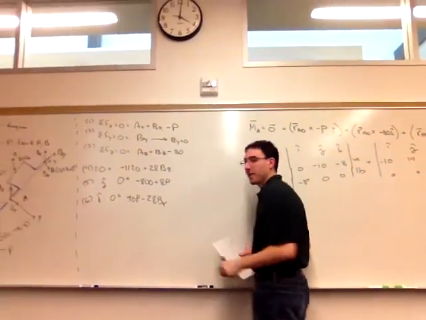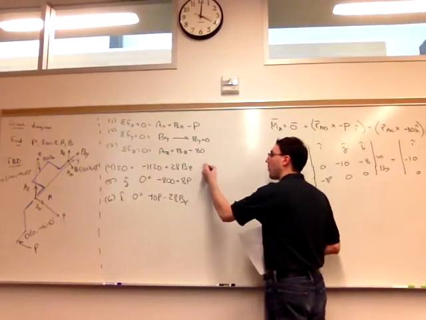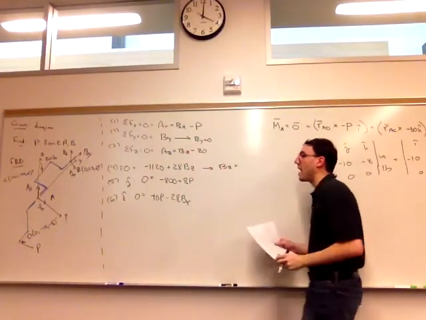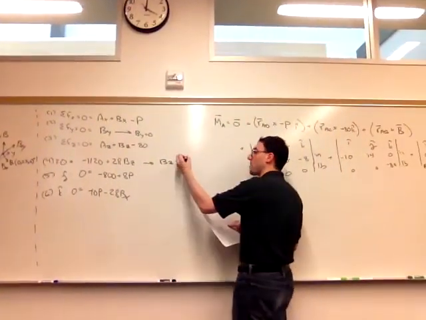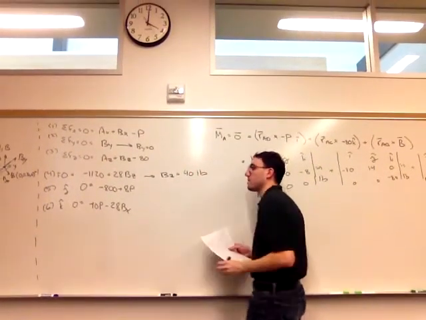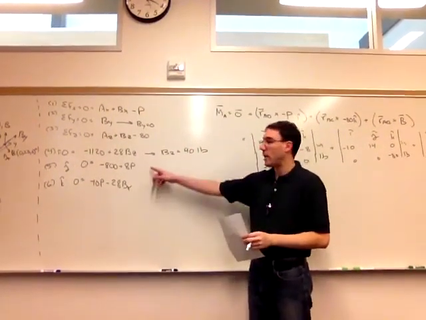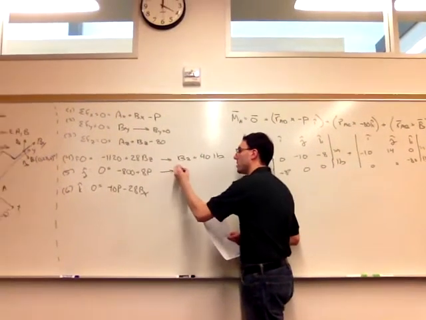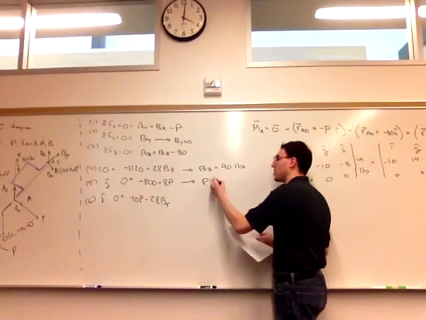So these work out nicely for doing it by hand. If we look at equation 4, we can get BZ right out of there. So BZ, we get 40 pounds. Equation 5, P is the only unknown. So the applied load is 100 pounds.